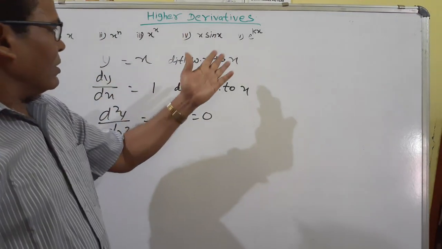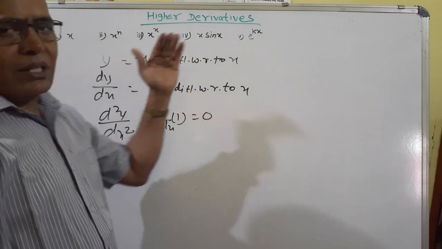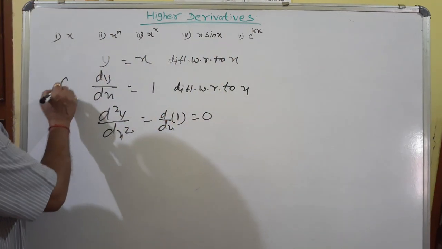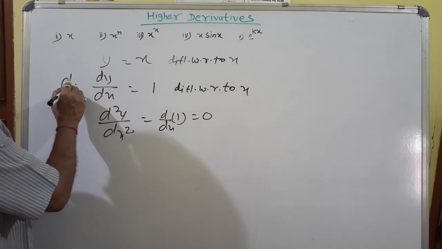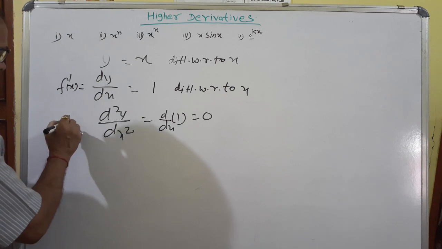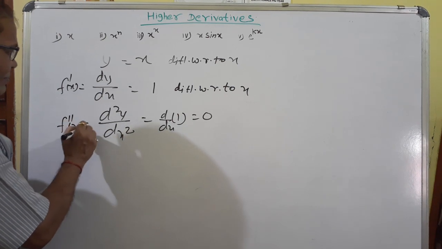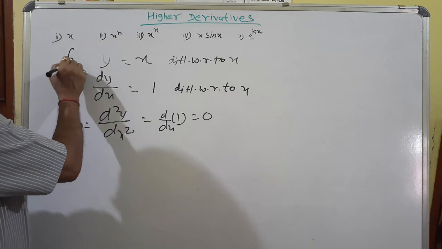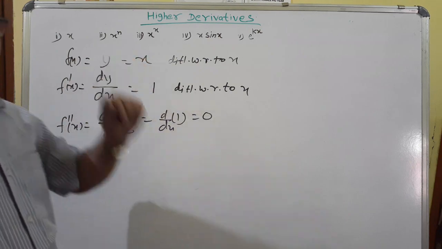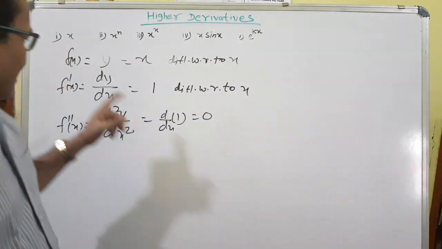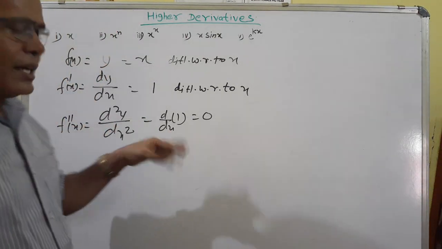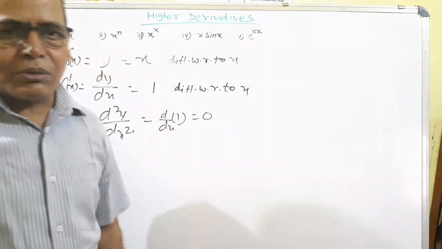Higher order of derivative means we can keep on increasing the order. Dy by dx is also known as f dash x. The second order of derivative is f double dash x. Here y is equal to f(x), some function of x, then f dash x means first derivative and f double dash x means second derivative. In this way we will go on.